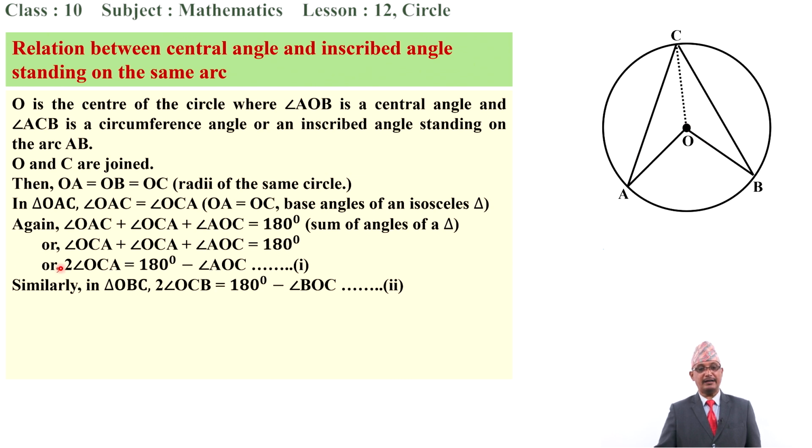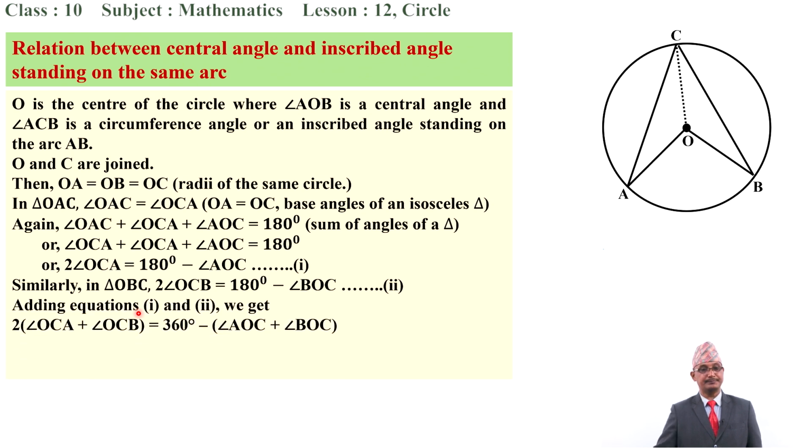Now if I add equation 1 and equation 2, the left hand side is added with the left hand side and the right hand side is added with the right hand side. So 2 times angle OCA plus 2 times angle OCB, where 2 is common. Then what is left? Angle OCA plus angle OCB. Similarly, the right hand side is added with the right hand side, then 180 plus 180 becomes 360. And if I take minus common, it becomes angle AOC plus angle BOC.